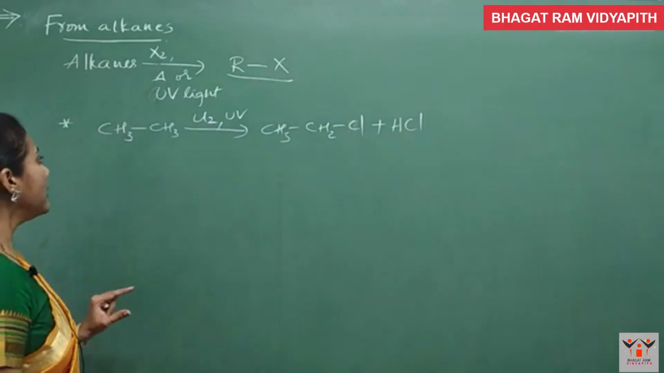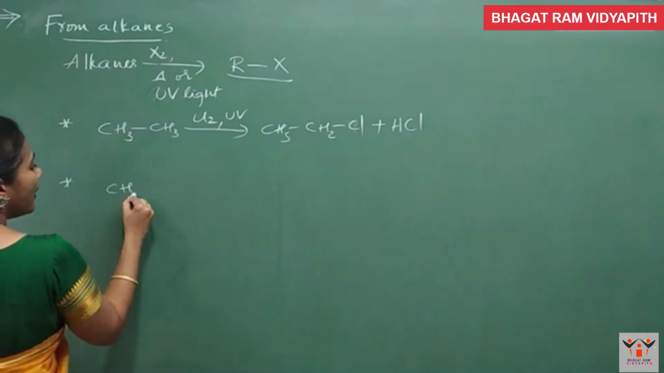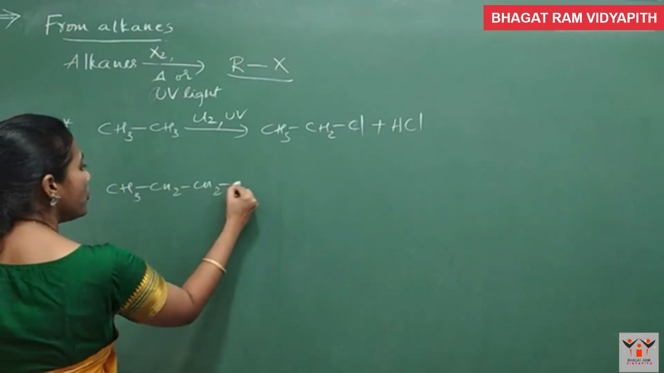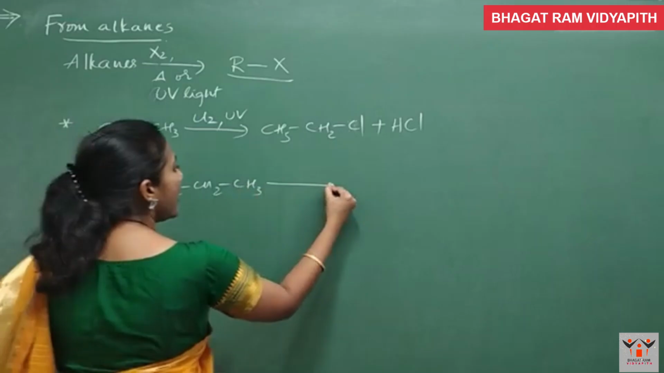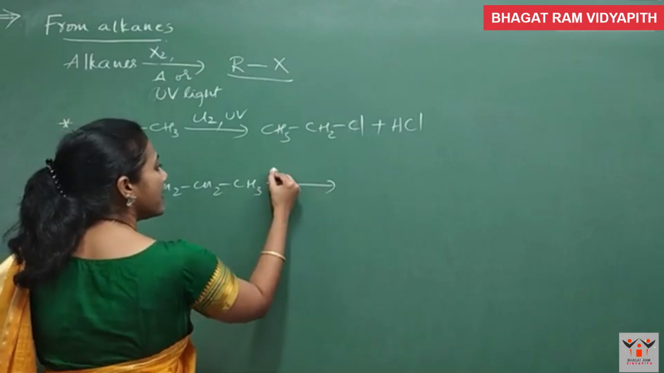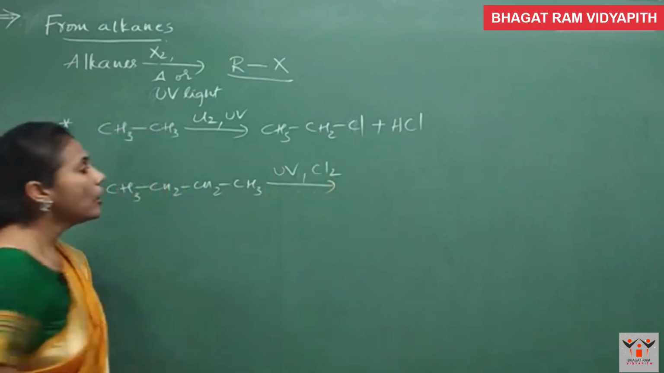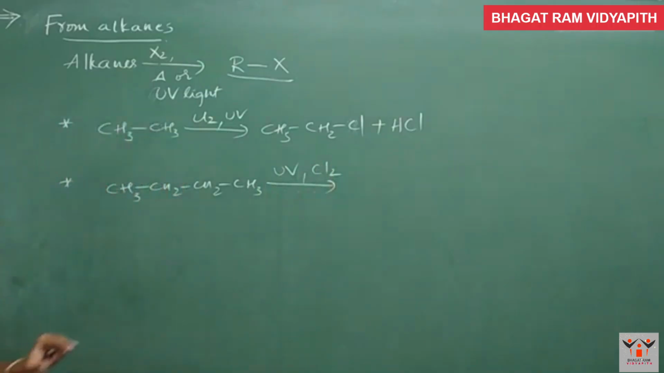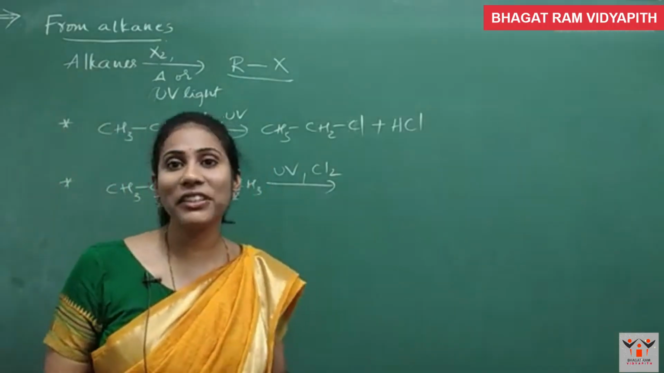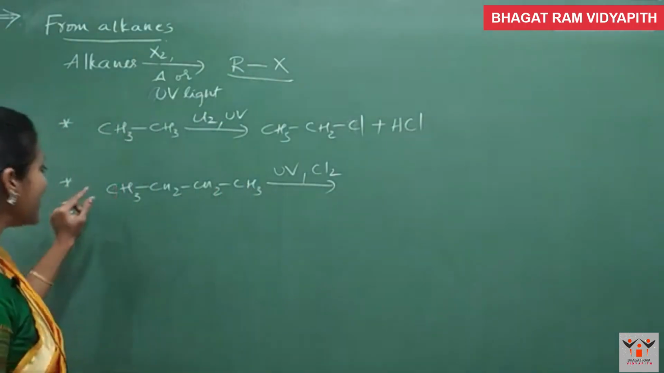Okay, but look at this example. You have CH3, CH2, CH2, CH3. This one I am heating, or I have exposed in presence of UV radiation with Cl2. So what may be the product you will get? Here you will be getting two isomers, that is two products you are going to get, because all carbons are not similar.